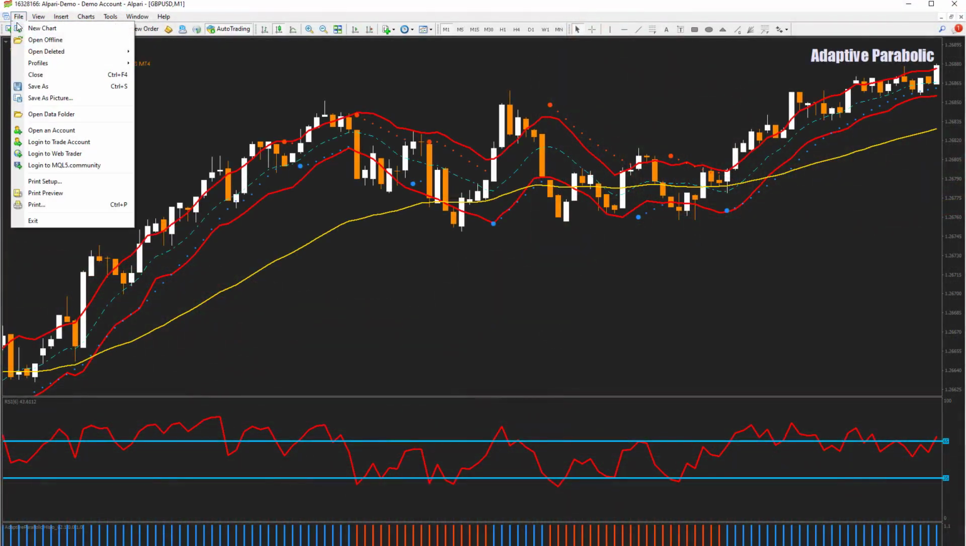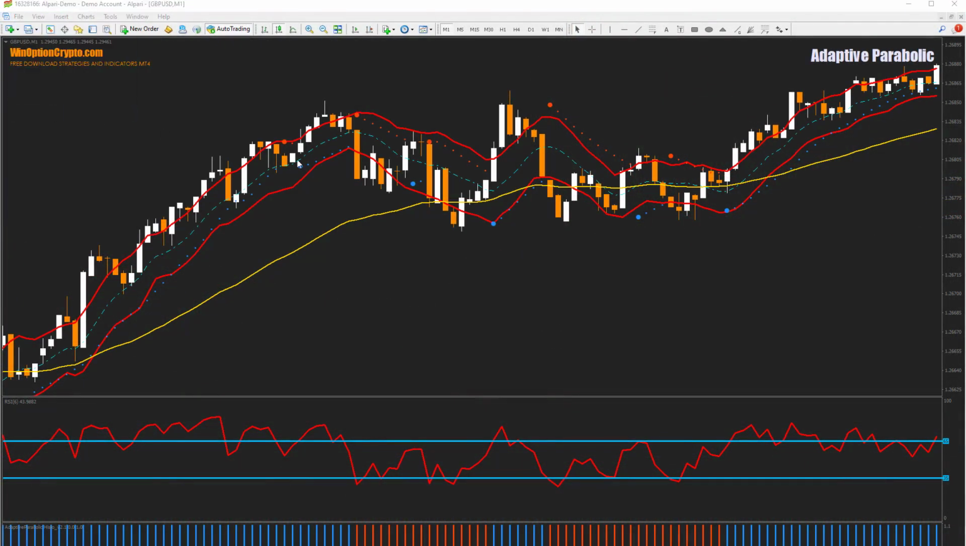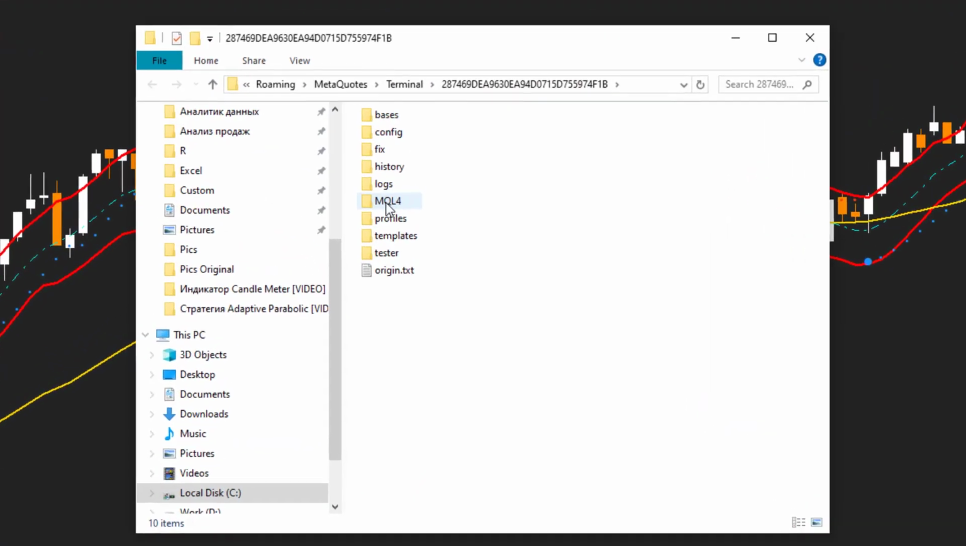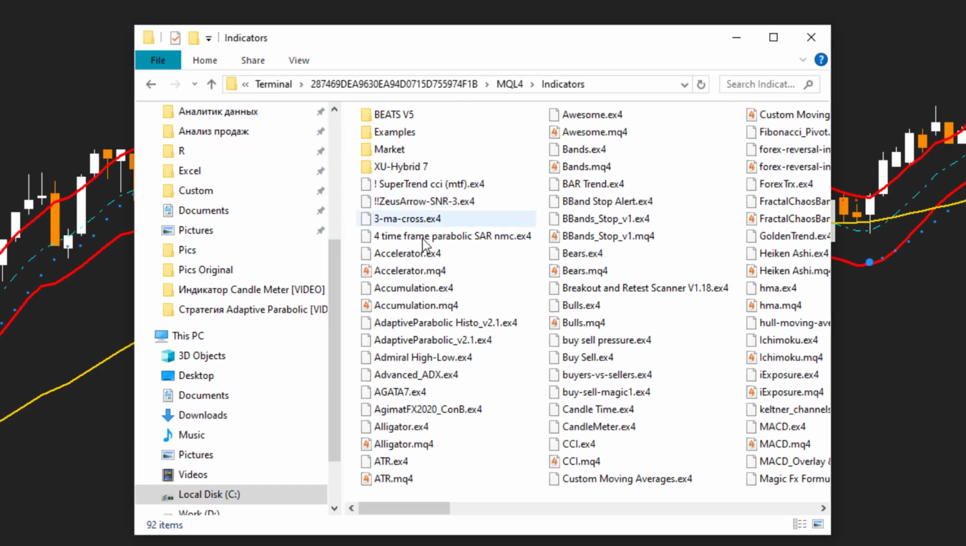Now, a few words about how to install the Adaptive Parabolic system in the MetaTrader 4 terminal. The Adaptive Parabolic strategy indicators and our template with all the settings are installed in the MetaTrader 4 platform in a standard way. Look for a link to download the archive with the trading strategy, as well as instructions for installing it, in the description under this video.